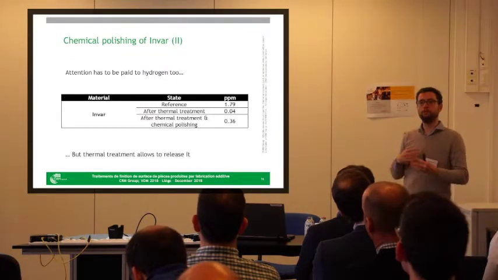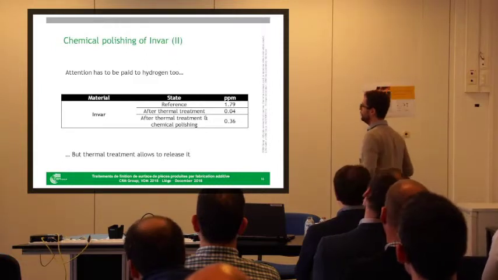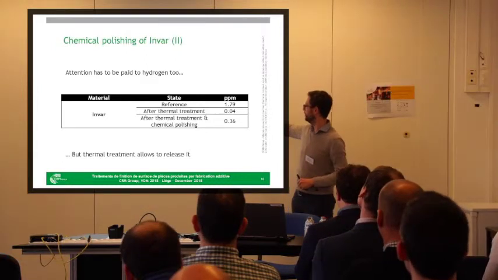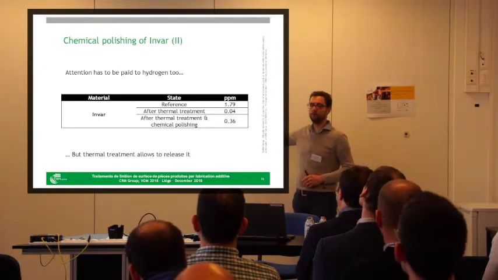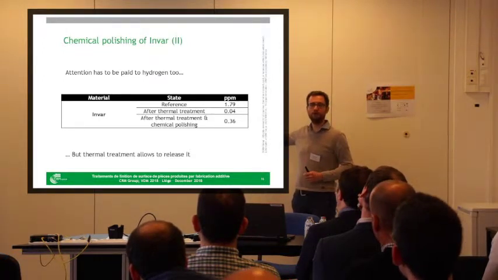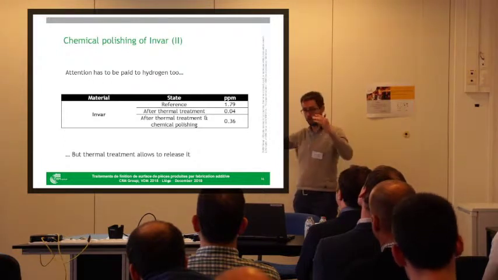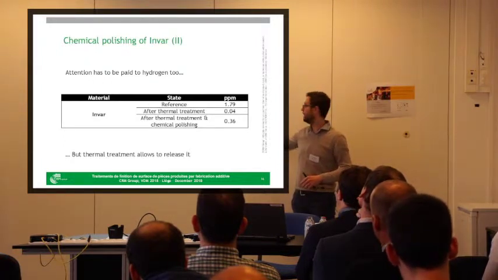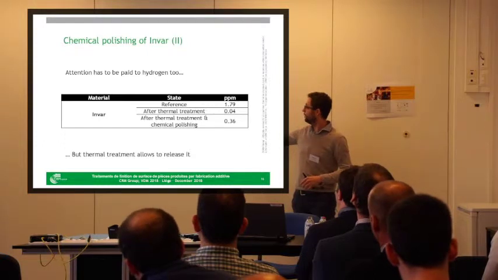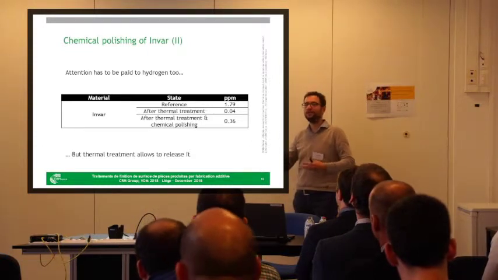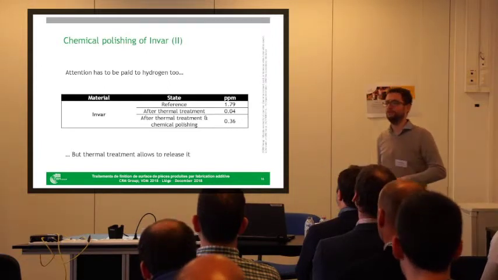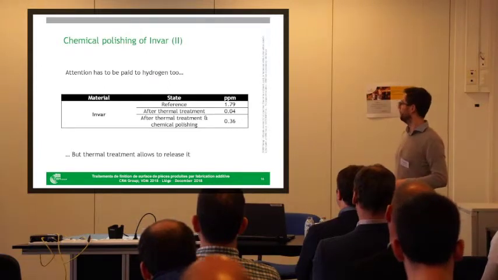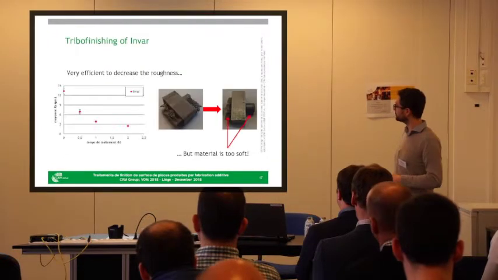Here too, I will not show the graph, but we also have to look at the hydrogen because in the as-built state we have around 2 ppm. When we do the required thermal treatment for INVAR parts, we go down to around 0. And after thermal treatment and chemical polishing, we take up a few ppm. So we also have to take into account this hydrogen release during the process.